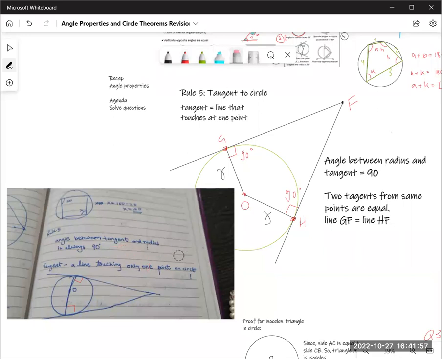Fine? Which point, GF? The second one. Two tangents from the same point are equal. This one, because you have already written the whole thing. Only this thing is remaining.